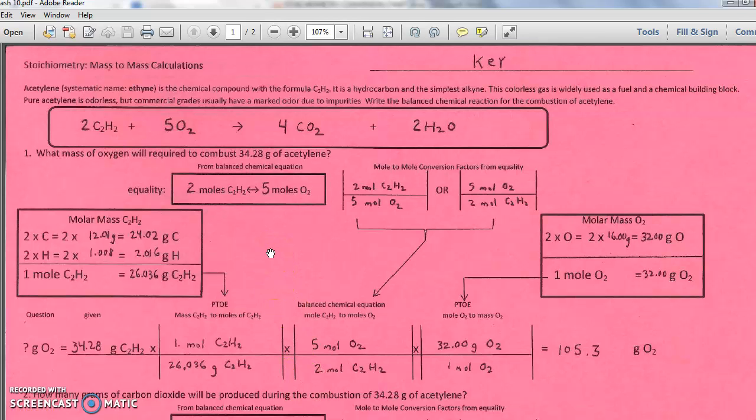Here we go. In this problem, we have acetylene, which is a compound with the formula C2H2, and it is used as a fuel. It is used as a chemical building block, and it is often combusted. If you recall, in a combustion reaction, they will take a hydrocarbon, carbons and hydrogens. They'll burn it in the presence of oxygen to make carbon dioxide and water. Be sure you balance this correctly.